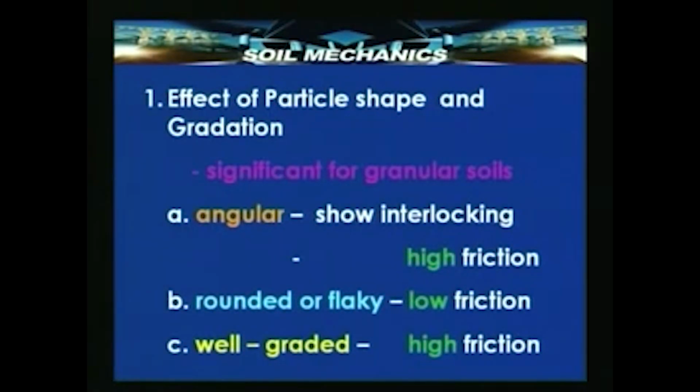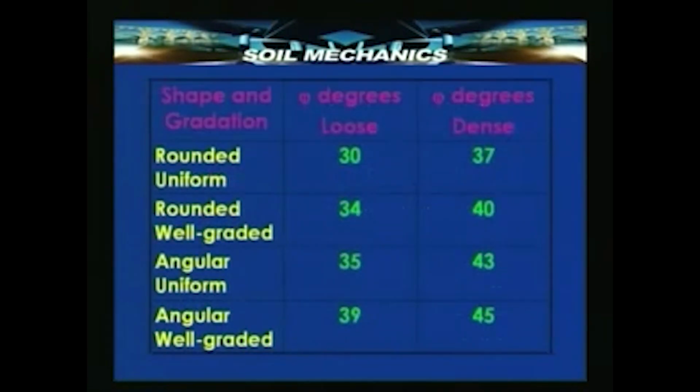Effect of particle shape and gradation. Significant only for granular soils. If the particles are angular, if they have sharp edges, then they exhibit a lot of interlocking, therefore the angle of friction would be high. If on the other hand they are rounded, as in the case of river-borne soils, or flaky as in the case of clayey soils, the friction is likely to be very low. And coming to gradation, a soil which is well graded obviously will have the highest possible frictional resistance.